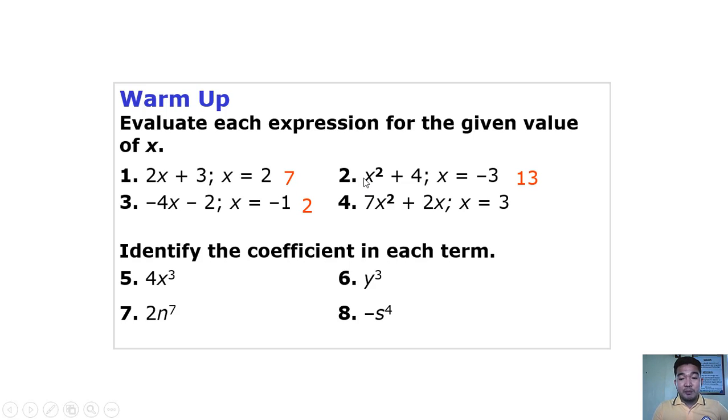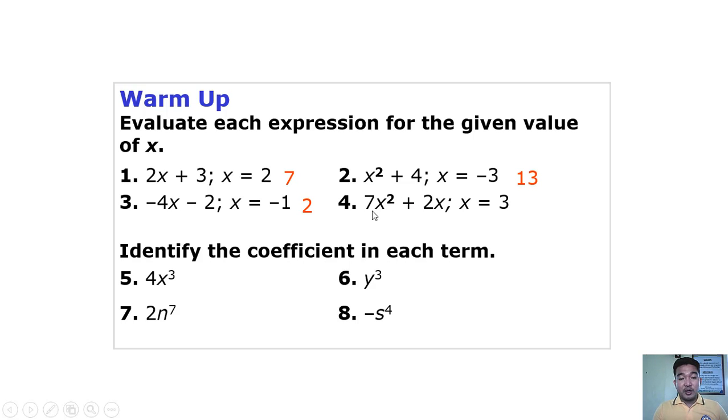Then for number 2, we have x squared plus 4. You substitute the value of x, which is negative 3 here. So negative 3 squared is 9. Plus 4 is equal to 13.